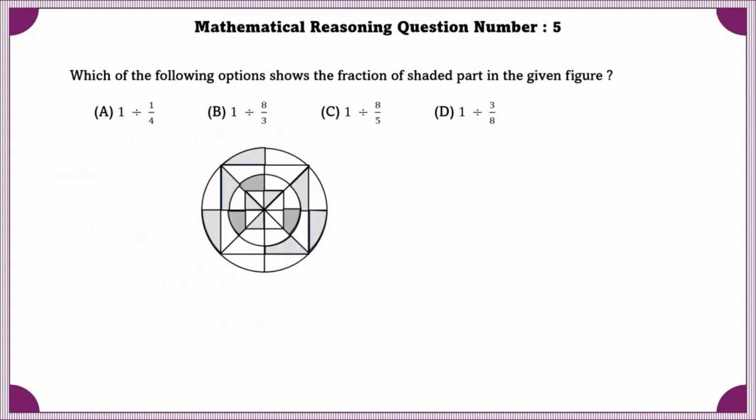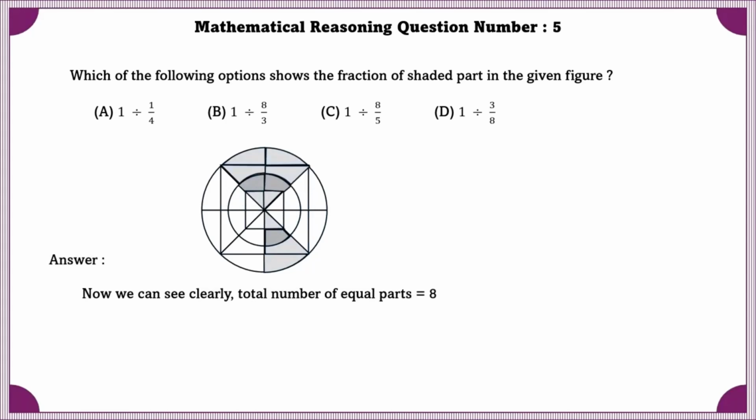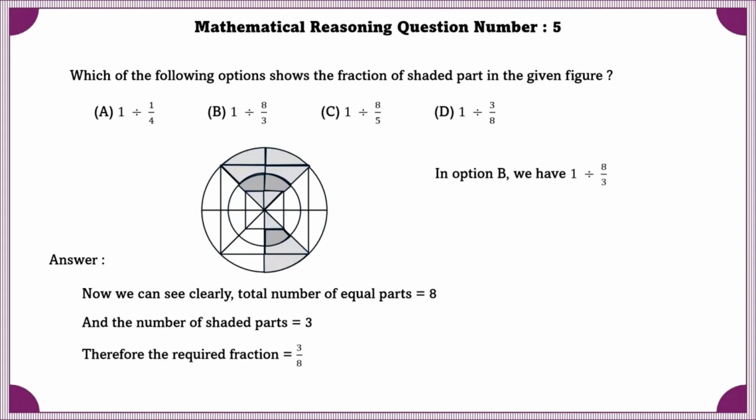Mathematical reasoning question number 5. Which of the following options shows the fraction of shaded part in the given figure? Let us rearrange the shaded parts for our convenience. Now we can clearly see total number of equal parts is 8 and the number of shaded parts is 3. Therefore, the required fraction is 3 by 8. In option B, we have 1 divided by 8 by 3, which is nothing but 3 by 8. So the correct option is the B option.